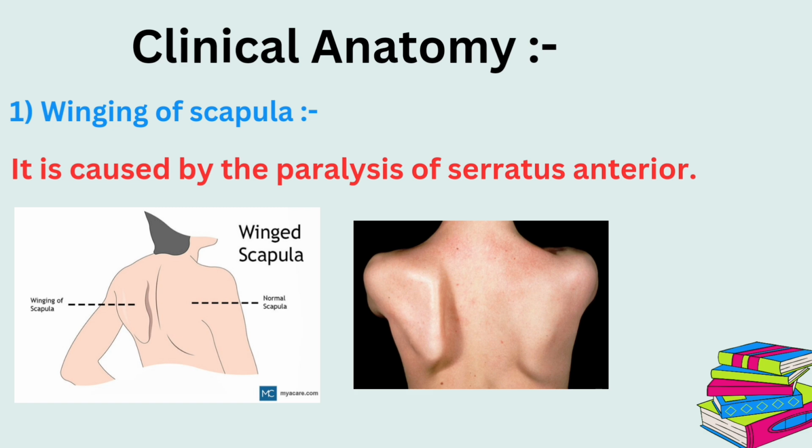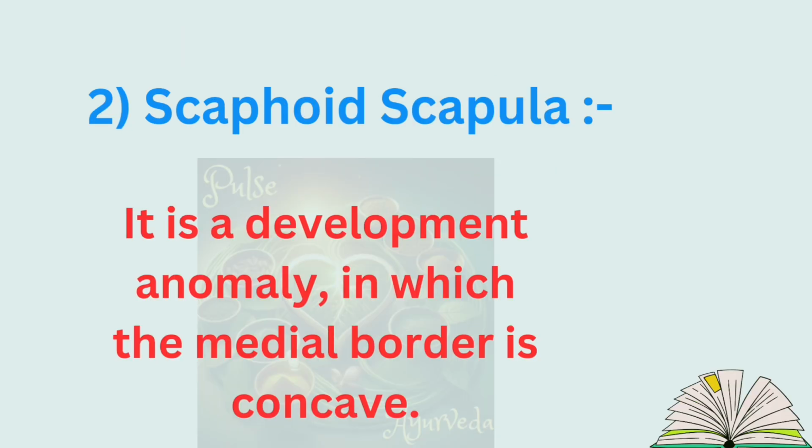Then the second clinical anatomy of the scapula is scaphoid scapula. It is a developmental anomaly in which the medial border is concave. It means that the scapula is not in the normal position. The medial border of the scapula is more concave, as we have seen that there are three borders of scapula. So one of its borders, that is medial border, in this case gets concave.